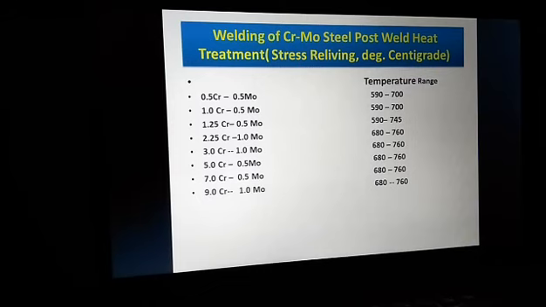Post-weld heat treatment temperature for chromium moly steel, stress relieving in degrees centigrade: 0.5 chromium, 0.5 Mo, 590 to 700; 1 chrome, half moly, 590 to 700; 1.25 chrome, half moly, 590 to 745; 2.25 chrome, 1 Mo, 780 to 760; 3 chromium, 1 Mo, 780 to 760; 5 chrome, half Mo, 780 to 760; 7 chrome, half Mo, 780 to 760; 9 chrome, 1 Mo, 680 to 760.